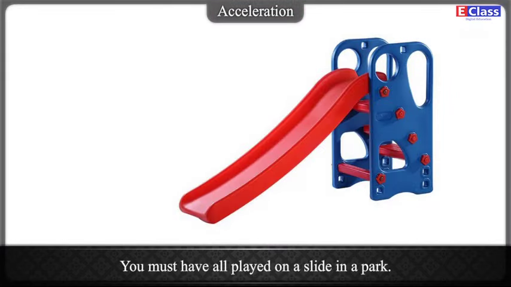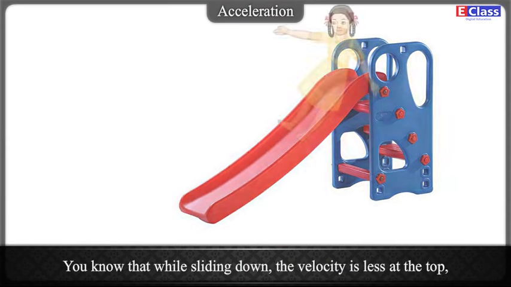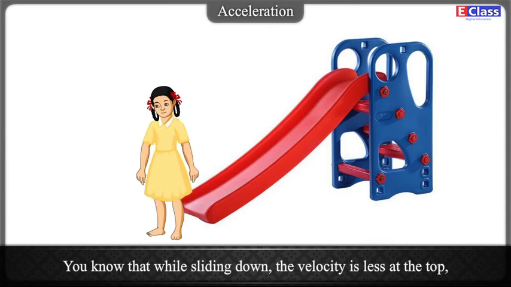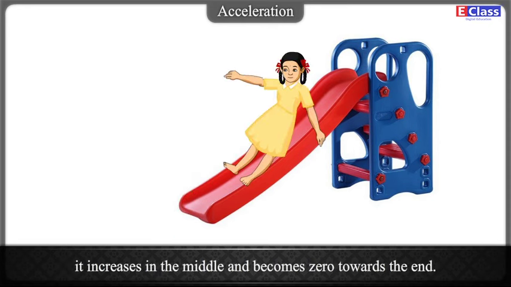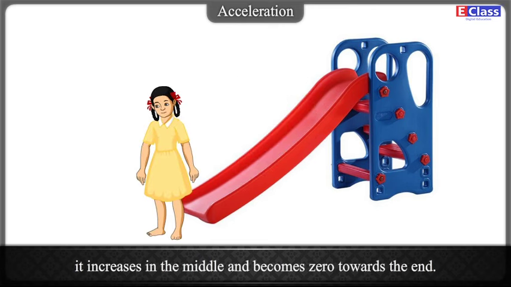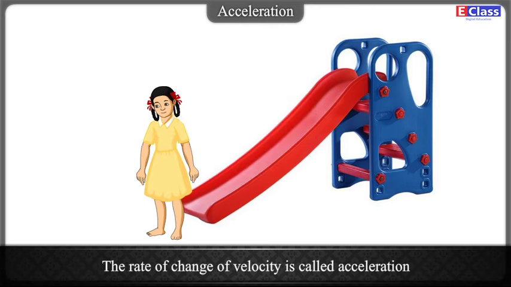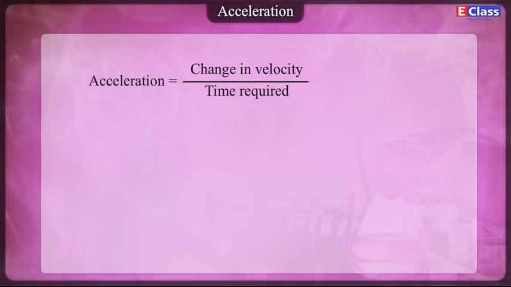You must have all played on a slide in a park. You know that while sliding down, the velocity is less at the top, it increases in the middle and becomes 0 towards the end. The rate of change of velocity is called acceleration. Acceleration is equal to change in velocity upon time.